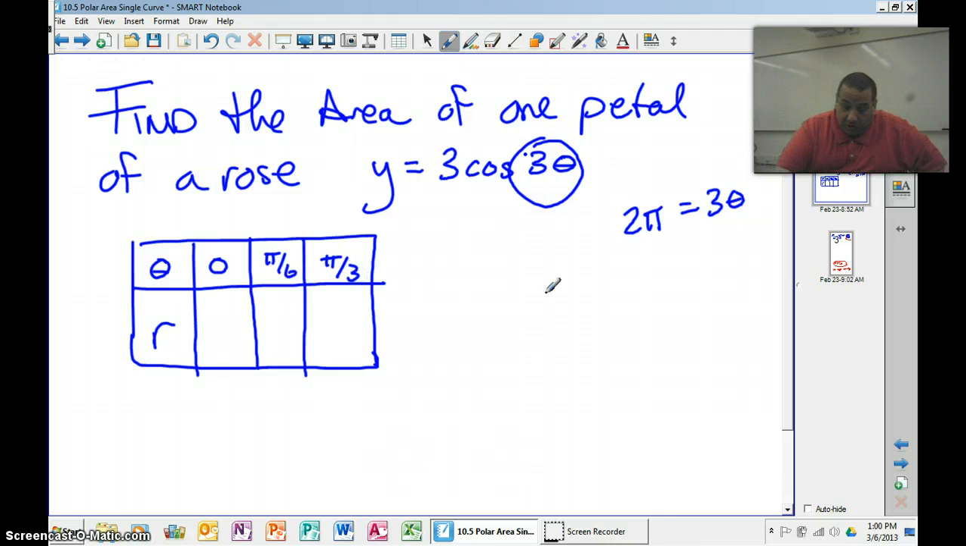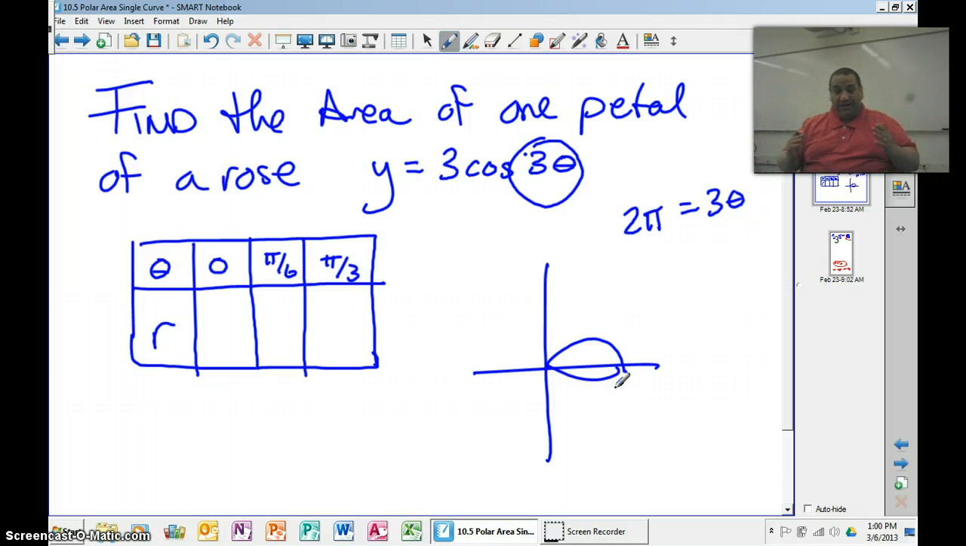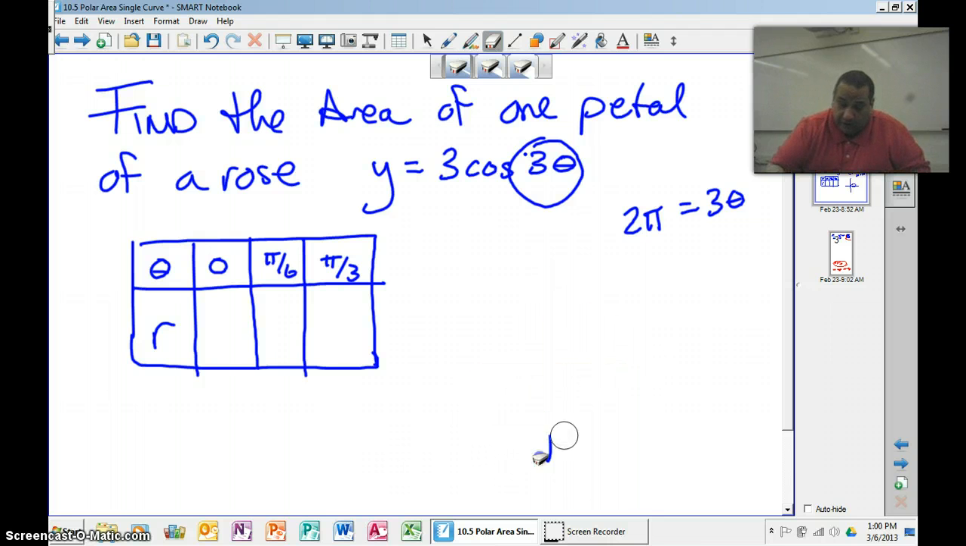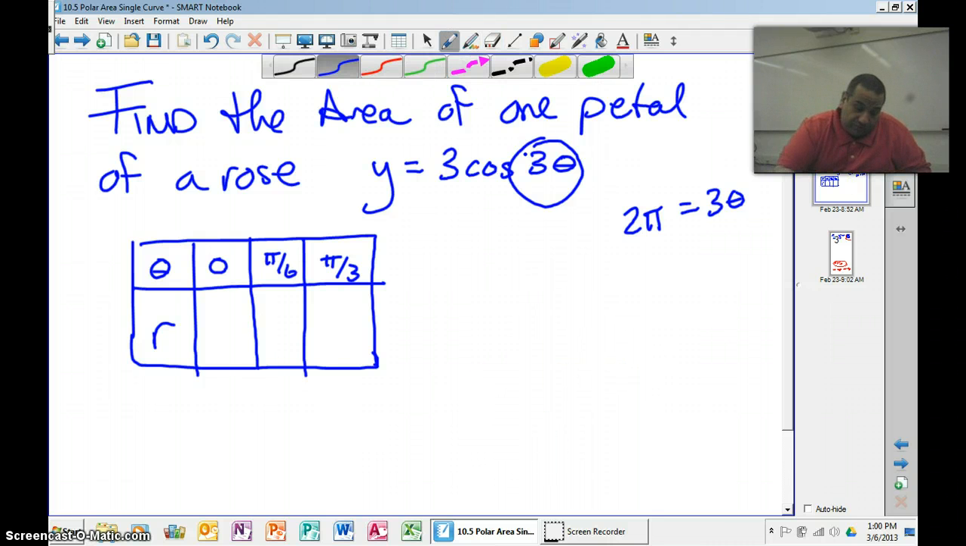And basically my goal here is I'm looking to see what makes either half or the whole petal. That's my goal. From where to where? Because that's going to be our radial lines, and that's going to be our limits of integration. So that's really the challenge here, the calculus challenge. All right? So let's plug it in.